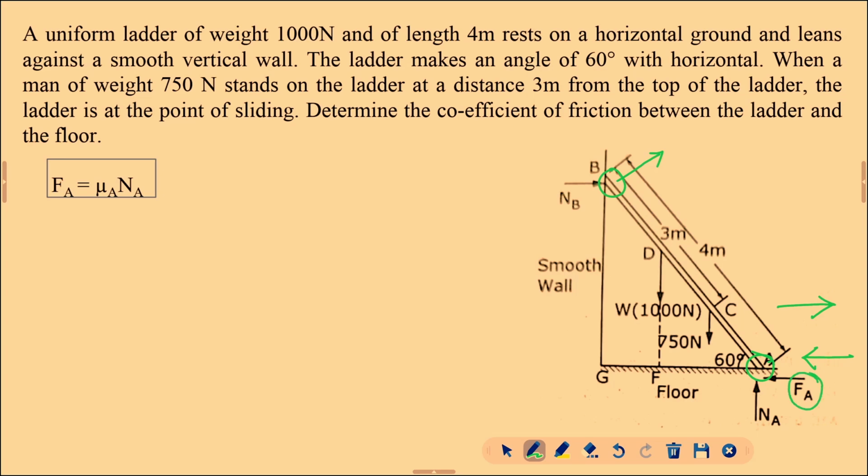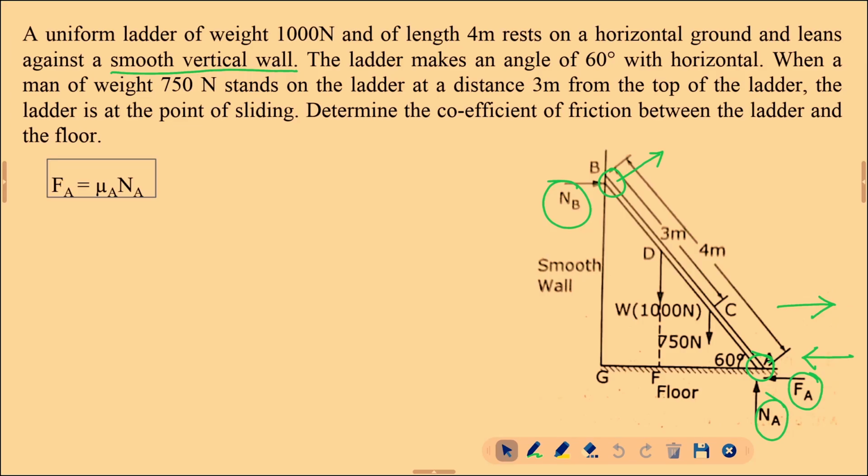So, this friction is there, this normal is there. We have to mark this first. And at the top, because there is no friction, because of the smooth wall, this is the clue, smooth vertical wall, only your normal will come into the picture. Okay, so the first condition is FA equal to mu A into NA.